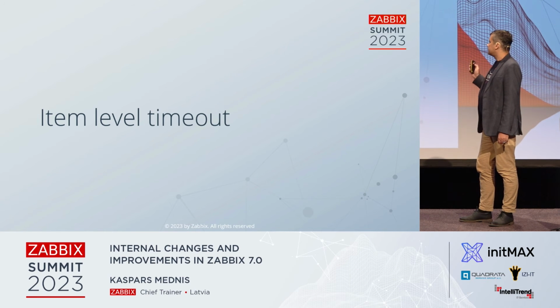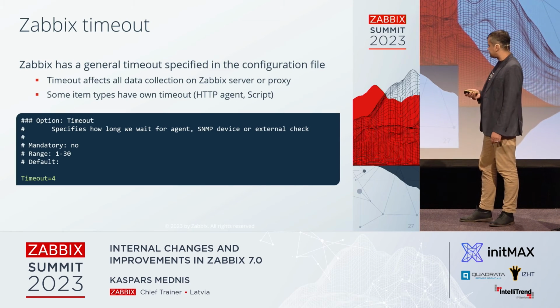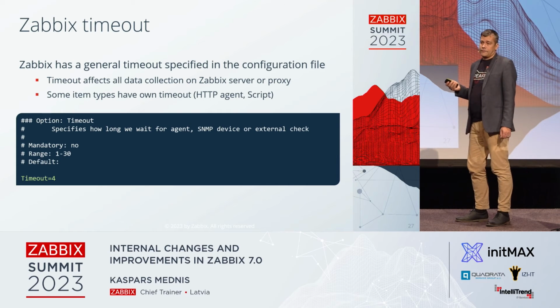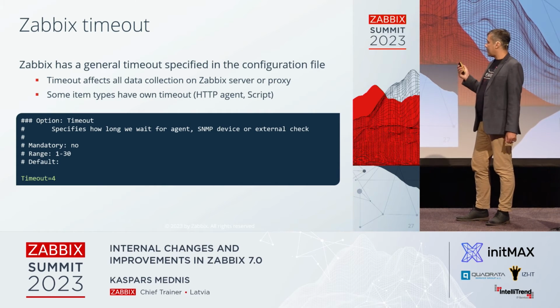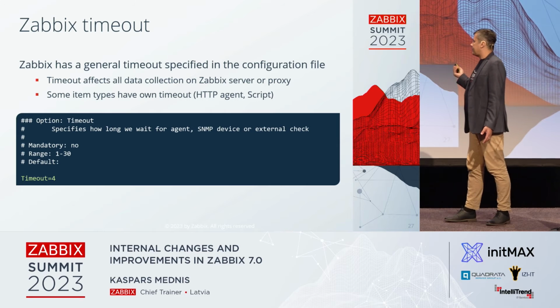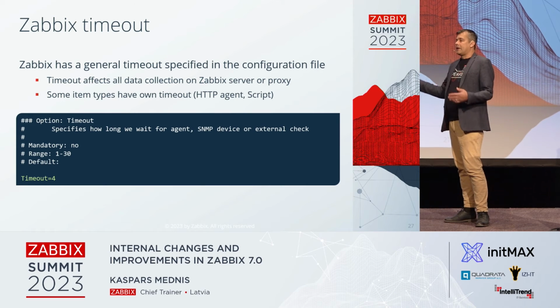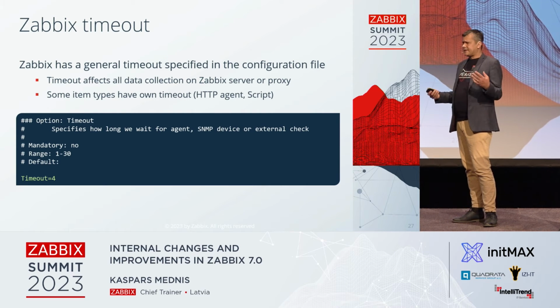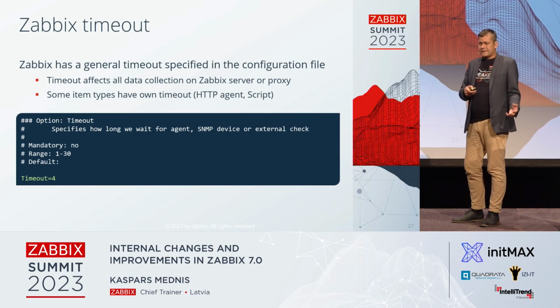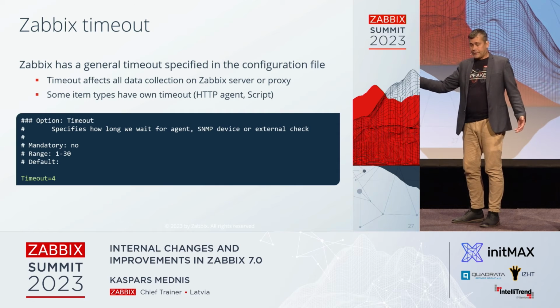Okay, and item level timeout. So this is also a very known problem. Yes, so a general timeout for every Zabbix item. And the biggest problem was like you have just a single very slow item, and because of that single very slow item, you need to increase timeout for entire Zabbix.